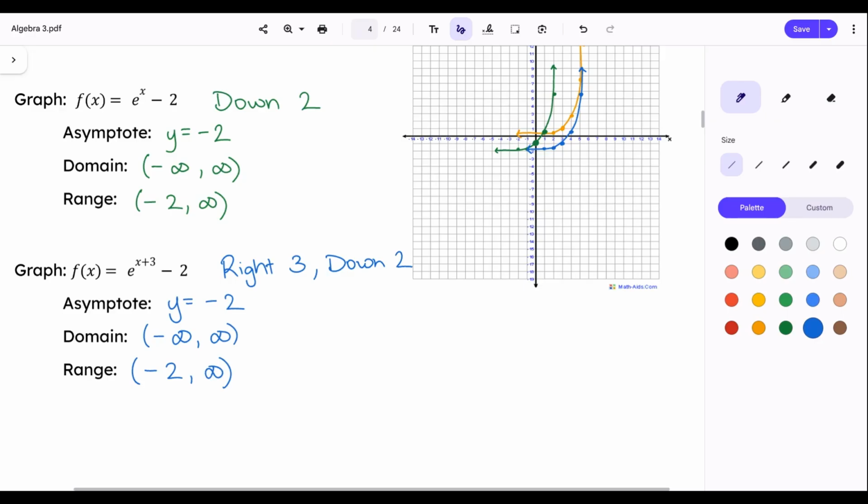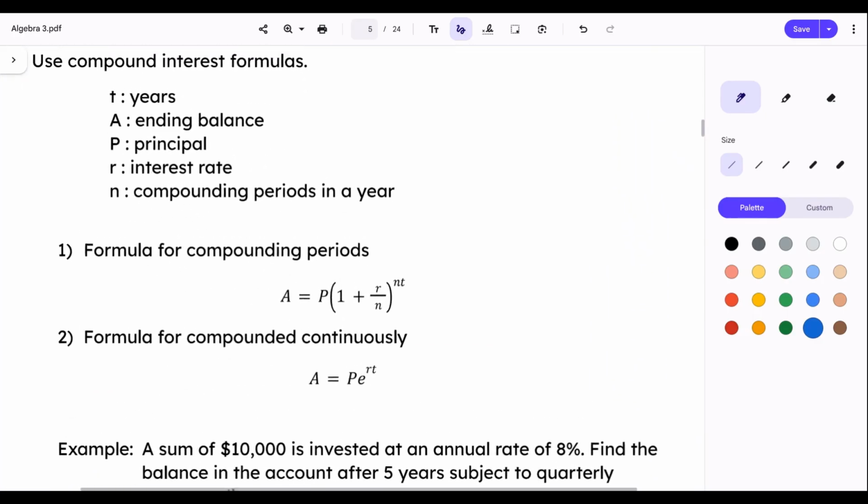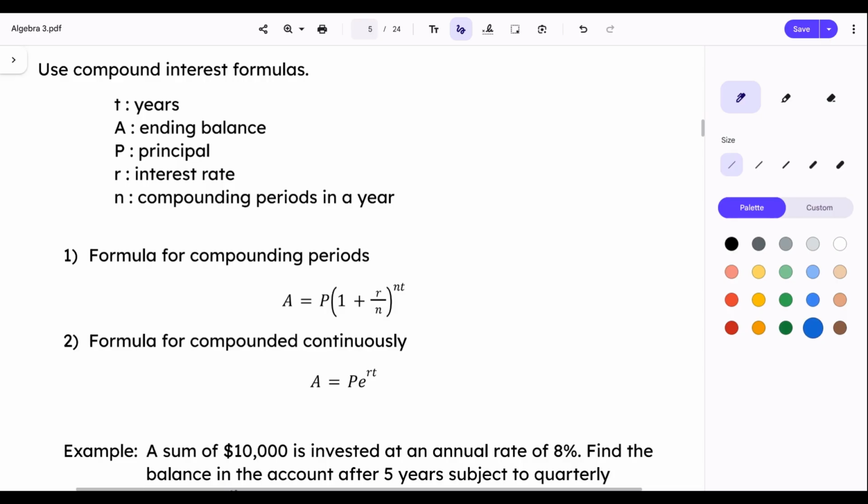All right, if you guys go to the last page of this section here, we're going to switch gears a little bit. We're not going to be graphing anymore. We're going to talk about something called compound interest, okay? And so compound interest is one of those examples that they mentioned in that video about what e is maybe used for or why it's kind of an important number. And so compound interest formulas use that e value in it to help you evaluate how much money is going to be in your account after a certain time period.